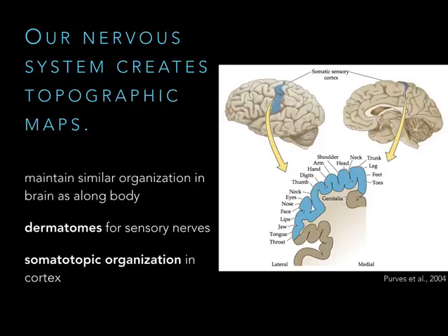The thumb would be next to the fingers, and that's near the hand and the arm and the shoulder. It all kind of makes sense, with the exception, of course, of the genitalia, which are just kind of tacked on right next to our toes.